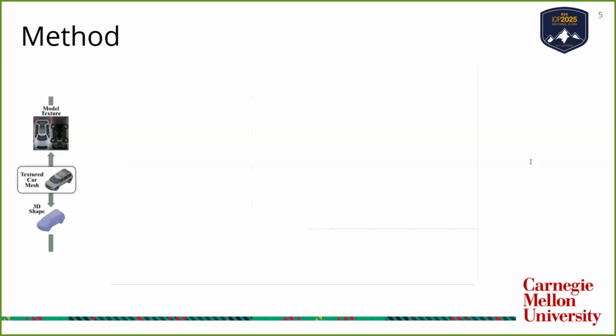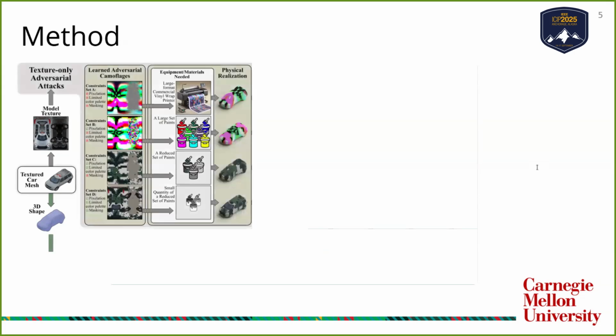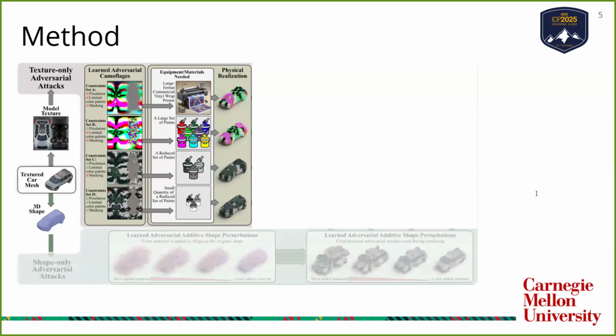Building on the earlier texture and shape constraints, we run three attack types: texture only, shape only, and combined attacks. For texture attacks, we test all combinations of pixelization, masking, and color constraints plus an unconstrained baseline. The slide shows how each constraint visually affects the vehicle mesh. As expected, tighter constraints lead to more practical, real-world implementations.